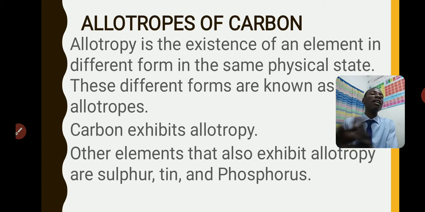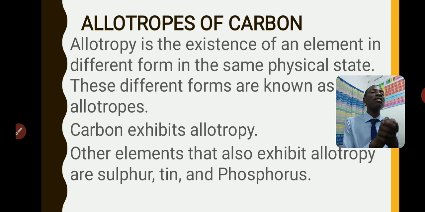Now see carbon appearing as a shining diamond, and as a dull colored graphite. One singular carbon. That is called allotropy. When elements have the ability to exist in different forms in the same physical state, you call that allotropy. Not only carbon can exhibit allotropy, we also have elements like sulfur, tin, and phosphorus. They also exhibit allotropy. So that is the meaning of allotrope.